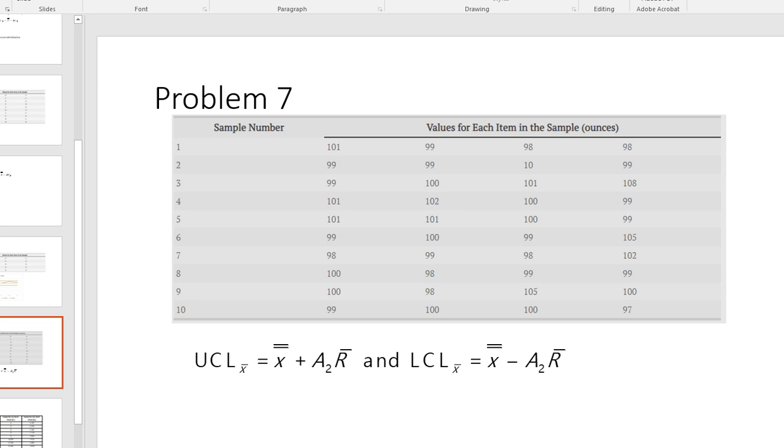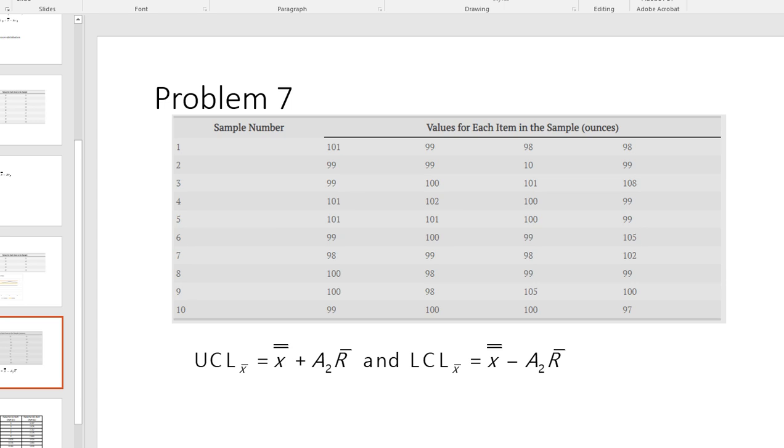You should be very careful about the sample size and the number of samples. The sample size is the number of items in each sample. So in each sample we have 4 items, so the sample size is 4. If the sample size is 4, then A2 will be 0.729.